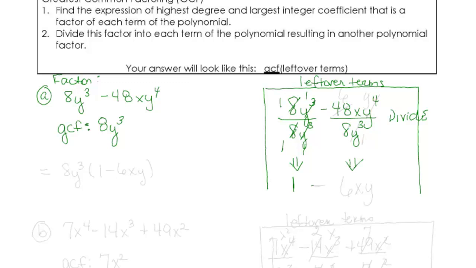Let's do the next one. Minus 8 divides into 48 how many times? 6. And negative 6x. And then our y cubed and y to the fourth, we're going to subtract 3 y's out of 4. We have a y. But don't forget, what is there still? An x. So that's 6xy. This is what's left over. Okay? So, put your parts together. Here's your answer. Here's your GCF part. And here's what's left over.